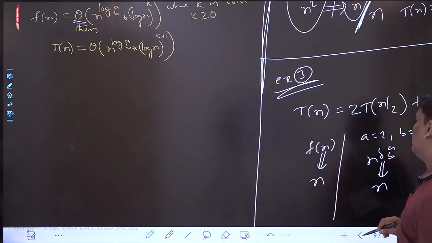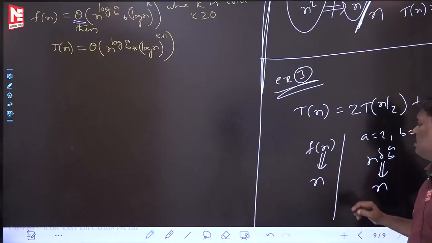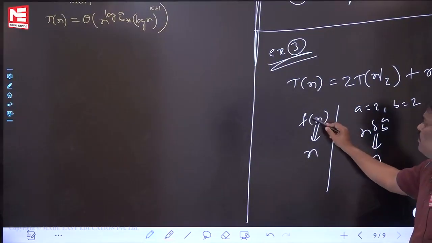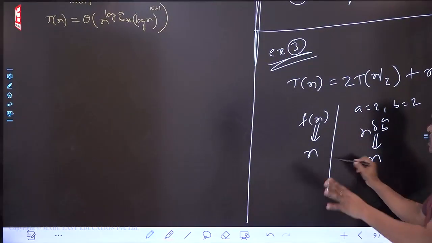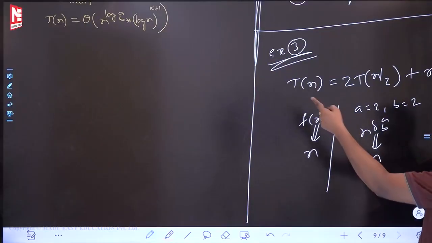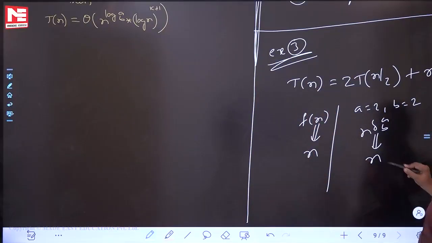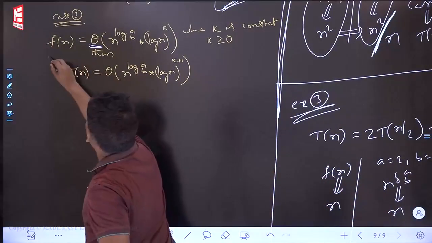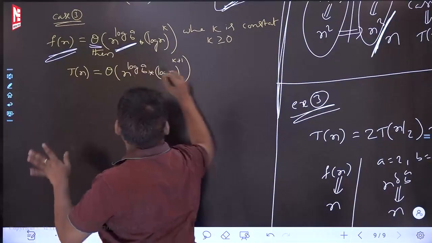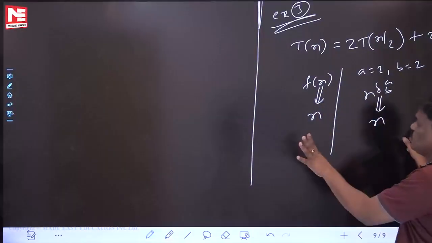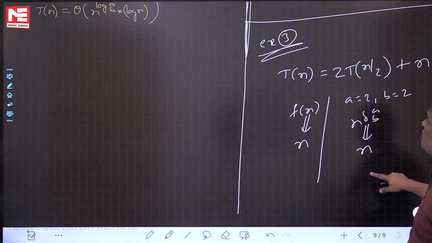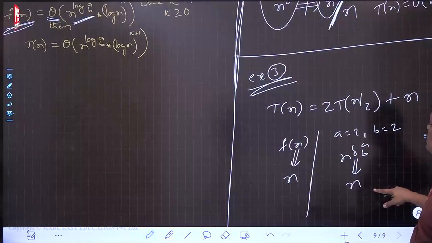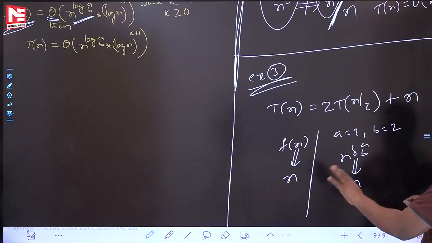What the third case is saying, carefully listen. Both are equal, it's okay. See this one. It is the f of n. It is the n power log a base b. Both are equal, that's okay. According to the third case, f of n on the left side is okay. N power log a base b on the right side is okay. Both are equal, that is also okay. Fine. Right? What the third case is saying is very simple. Left is n, right is n, both are equal, it's okay.